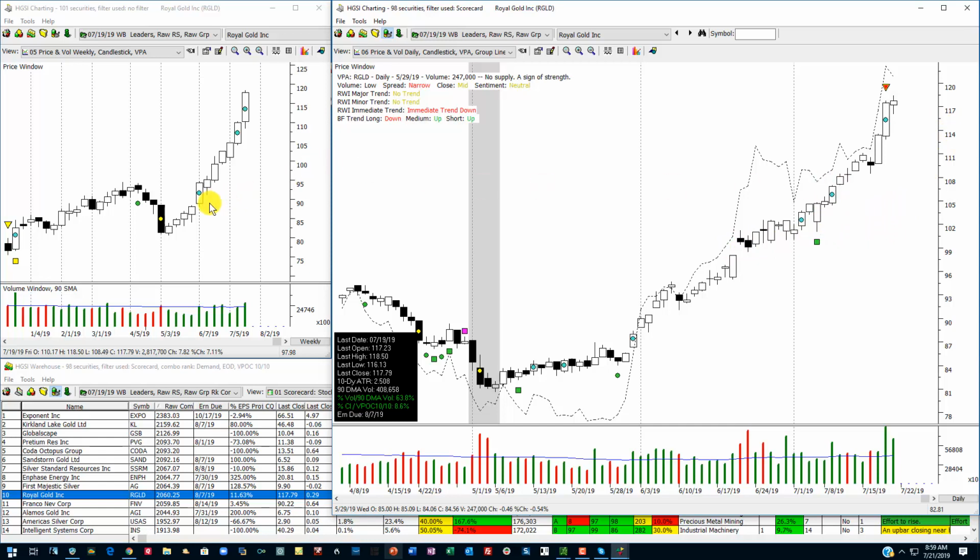Now I can confirm this over here with the weekly chart. I pay a lot more attention to the weekly charts. I look more for the VPA flags in the daily chart, but also it's nice to have confirmation in the weekly charts.